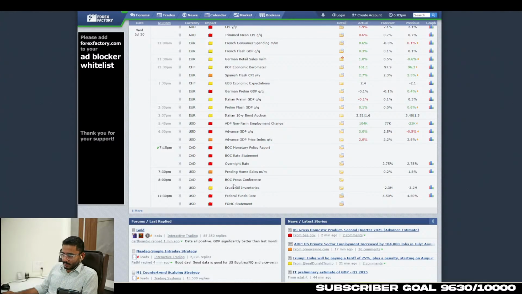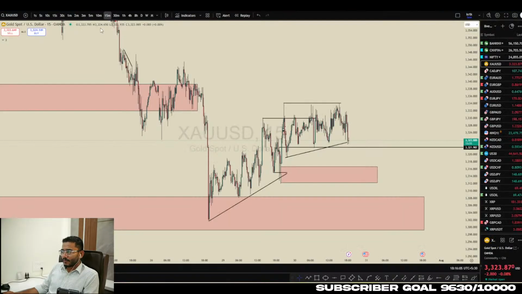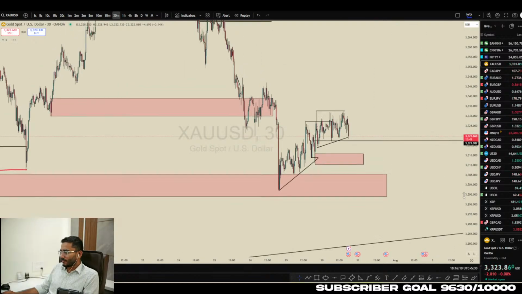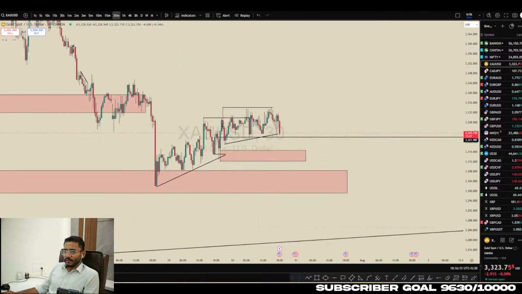There is again news on USD, CAD, USD, FOMC. So I think that's why price is creating more liquidity, so it can sweep all this liquidity and then it should continue to the other direction. So I think at FOMC, price will sweep all this liquidity and it should continue.